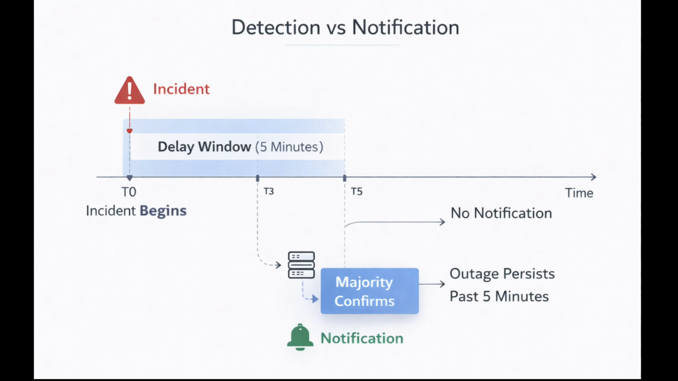Now we apply alert delay. Alert delay does not change detection speed. It changes interruption timing. An incident can begin at T0, but if you have a 5-minute alert delay, the system waits. If the outage resolves inside that window, no notification is sent. If it persists beyond that window, notification fires. So detection speed and notification speed are not the same thing. And this is where many teams confuse slow alerts with intentional escalation control. Delay is not indecision, it's escalation policy.